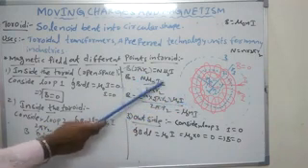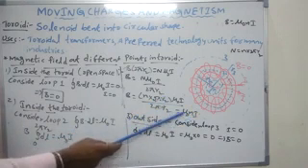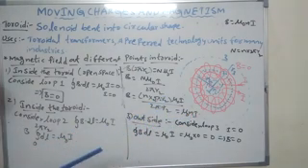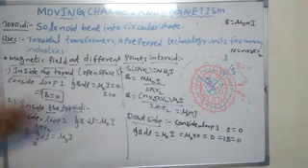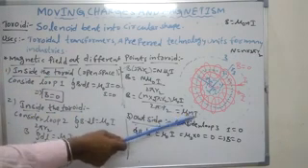Okay, μ0 I by 2πr2, the 2πr2 cancels, which means μ0 into I. It is similar to which one? Magnetic field induction due to a current carrying solenoid. In the case of a current carrying solenoid, how much is it? μ0 n I.